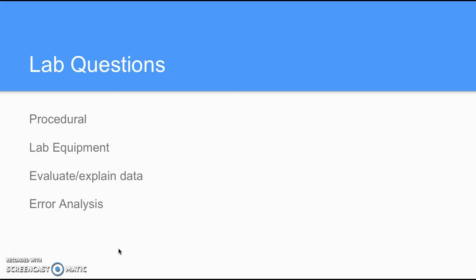And then finally, it could be error analysis. They could describe some sort of mistake or any type of error that took place in the lab, and then you have to be able to determine what kind of effect that would have on the final result, as in, would it increase your final answer? Would it decrease it? Would it have no effect? And be able to explain that. So just being able to take a certain error that takes place in the lab and determine what effect it would have on your final result.